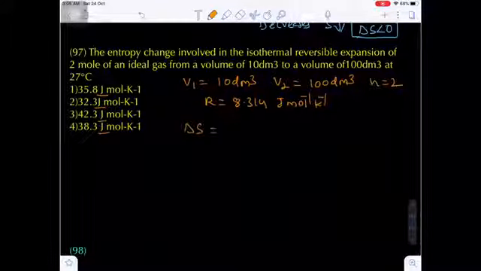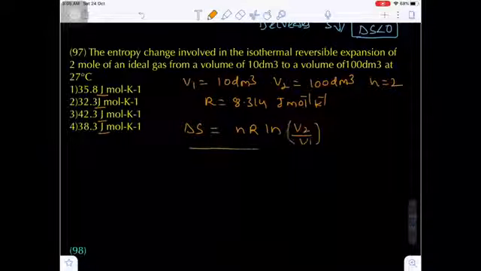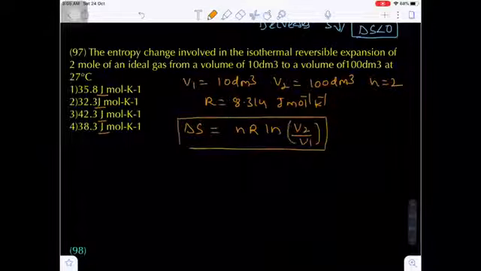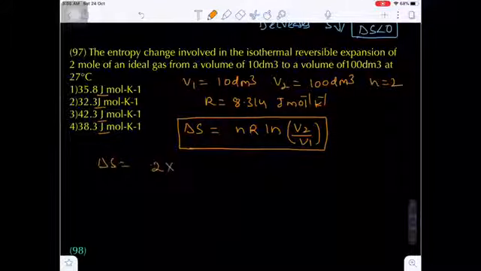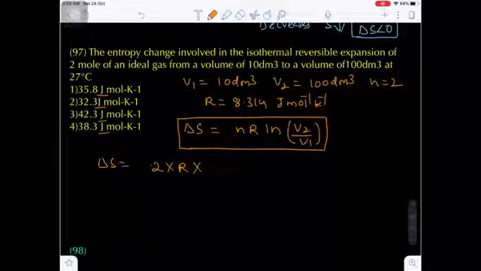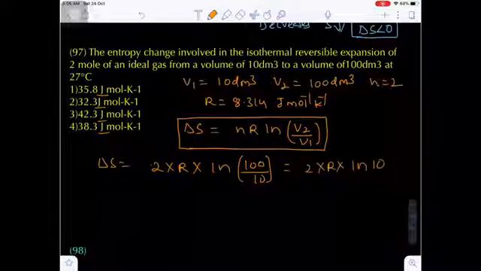What is the change in entropy in an isothermal reversible process? That will be nR ln of final volume upon initial volume. Yes or no? So this is the equation we have to remember for the change in entropy. Now delta S will be equal to n, the number of moles, 2, into R value, which we will substitute in the last, and ln of final volume 100 upon initial volume 10. Are you getting my point? So 2 into R into ln 10.